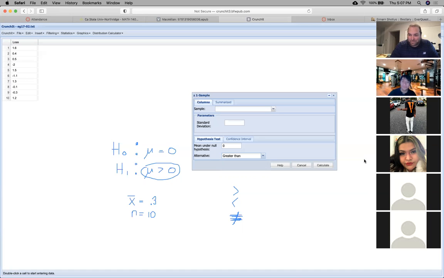That's all that matters. So greater than. What's my standard deviation for this example?